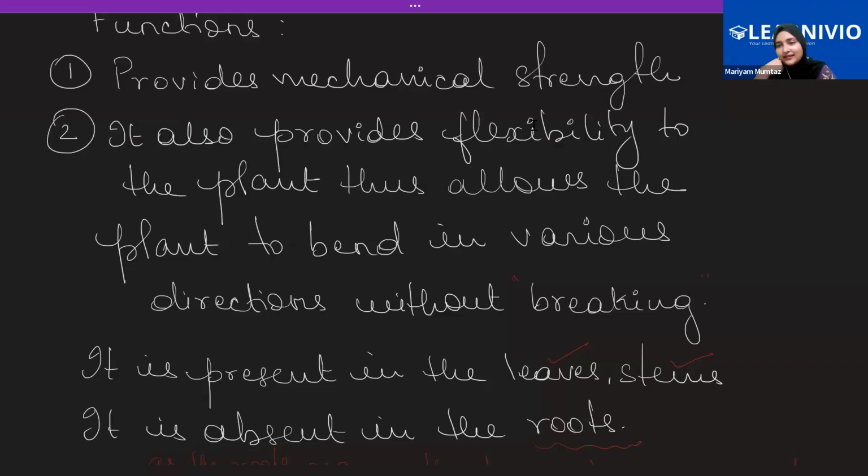You only say it. See, since the roots are primarily concerned with just the absorption of water, right? Absorption of water and minerals, that's the main function of the roots. They do not need any tissue to provide them with mechanical strength because they do not have to stand upright above the ground. They have to stay below the ground itself, but their main function is absorption. But collenchyma does not have any absorption property. That is why they are not present in the root.